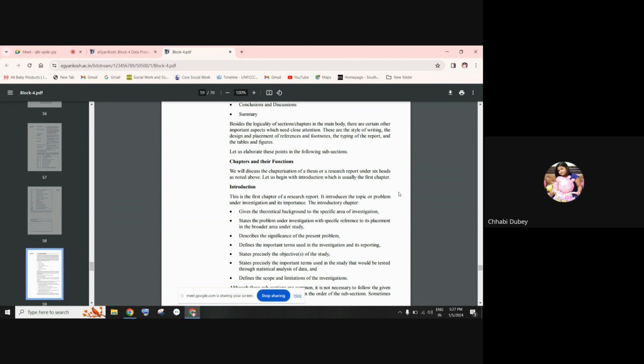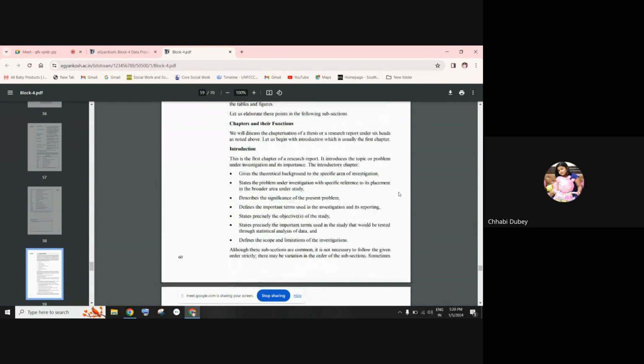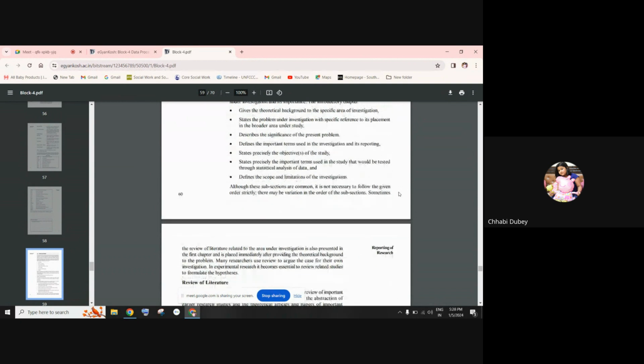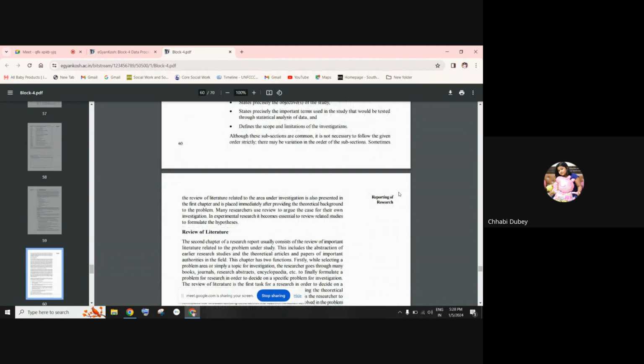We will also state precisely the important terms which are used in the study that would be tested through statistical analysis of data. So, whatever important terms were used during the statistical analysis of data, we are going to state those terms. We will define the scope and limitation of the investigation. So, whatever the scope or limitation of the investigation has been, we are going to state all these in the introduction part. So this is the first part, which will be the introduction part.